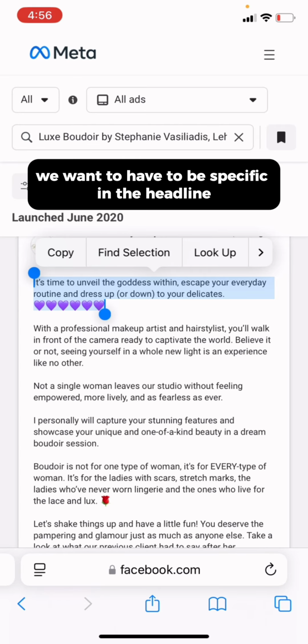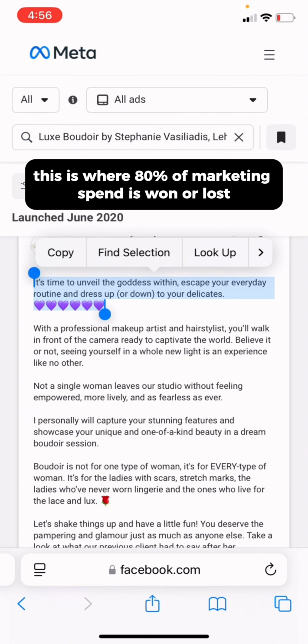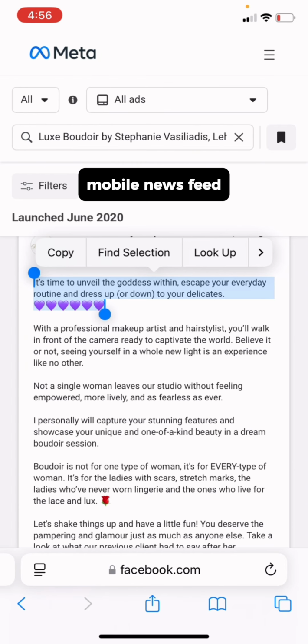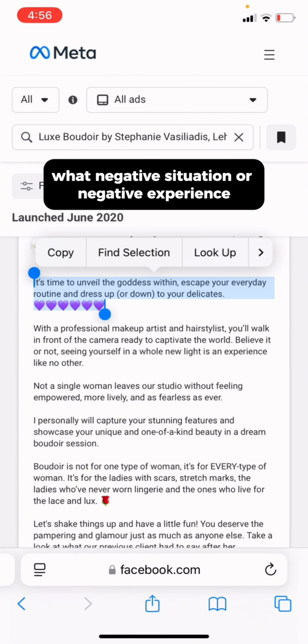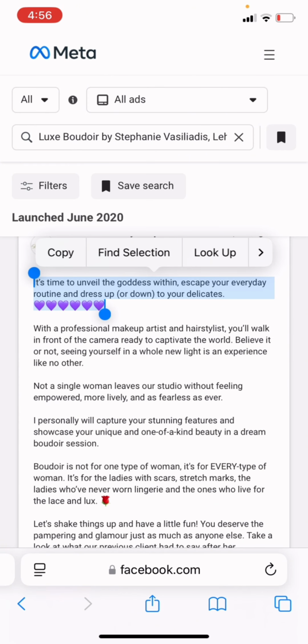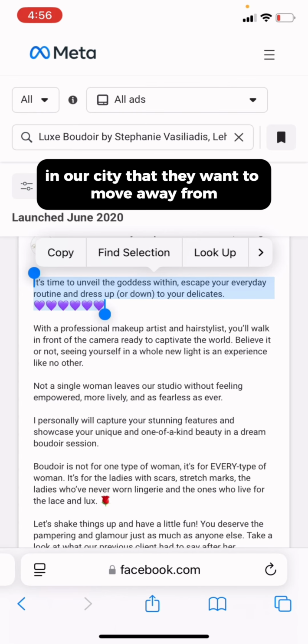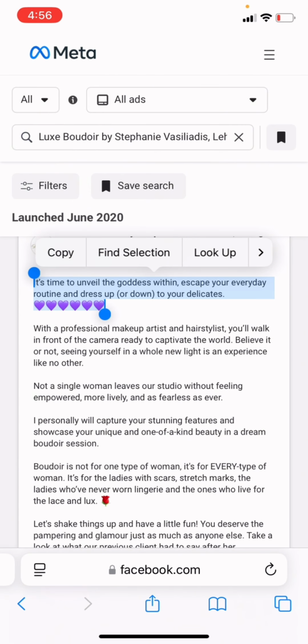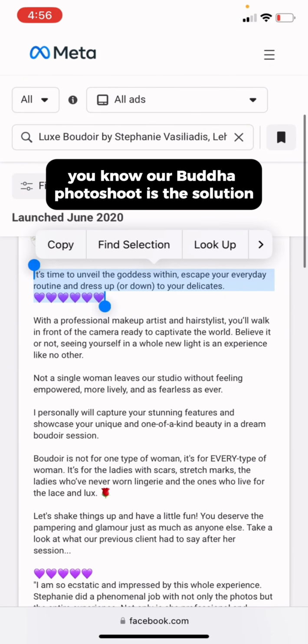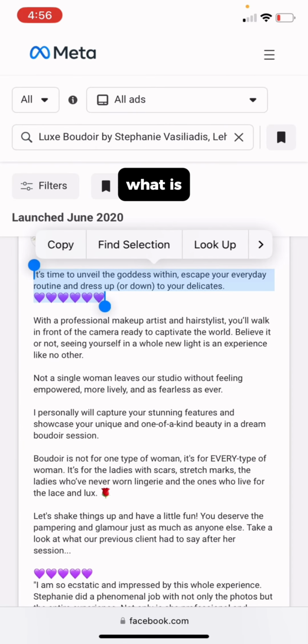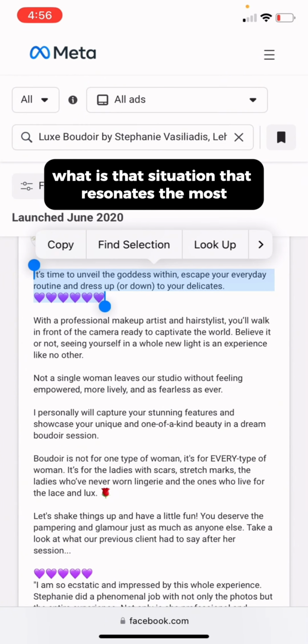Next, the specific attribute we want to have to be specific in the headline, because again, this is where 80% of marketing spend is won or lost. Right here in the headline, this first 2 3/4 lines on the Facebook mobile newsfeed, we need to have a negative. What negative situation or negative experience are women saying in their brains in our city that they want to move away from, where our boudoir photo shoot is the solution? What is that situation that resonates the most?